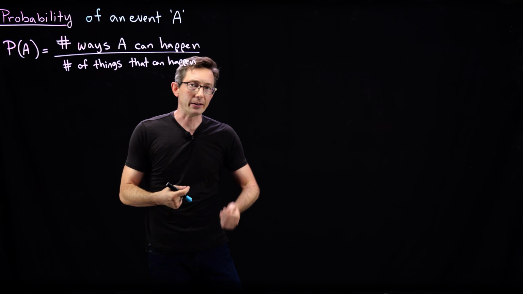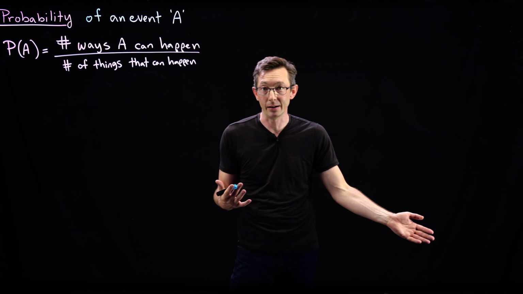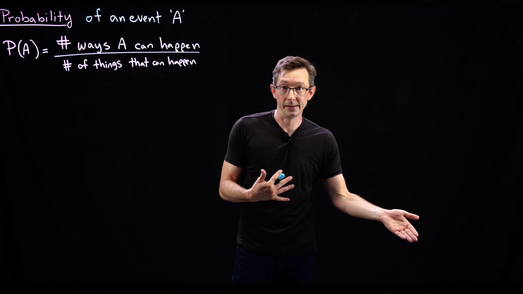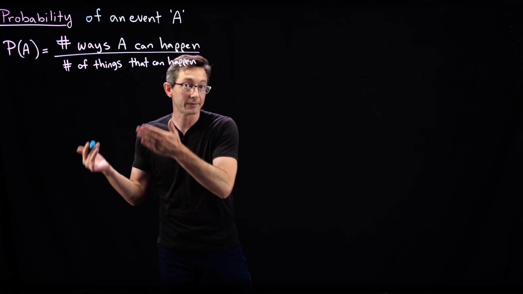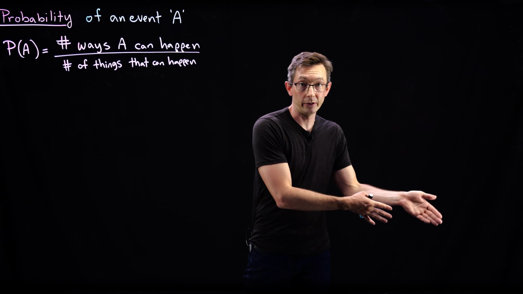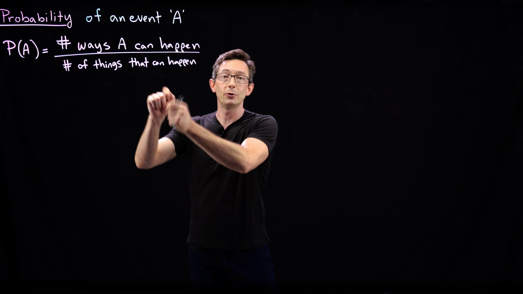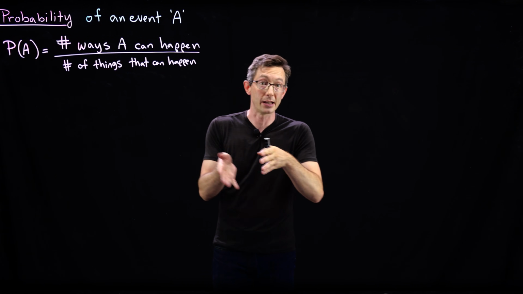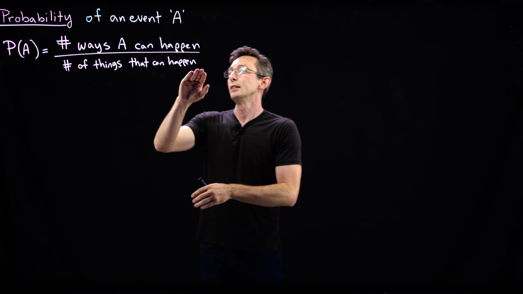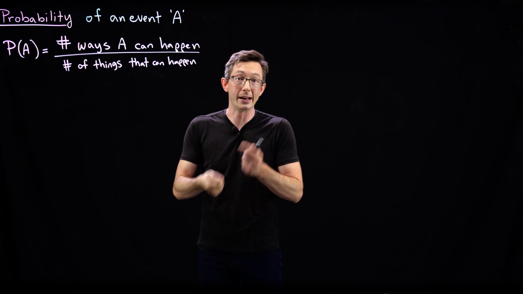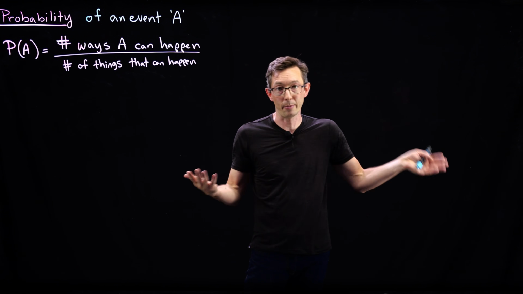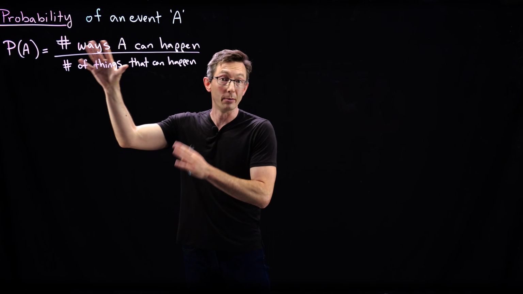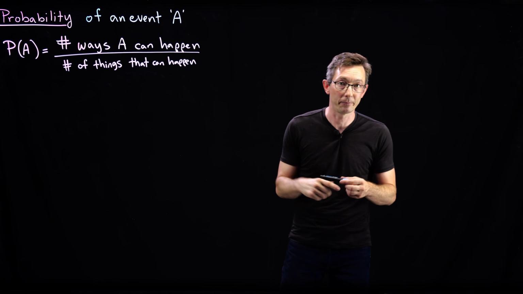So for example, if I flip a coin 10 times, my event A might be I get at least 5 heads. What's the probability of getting at least 5 heads given 10 coin flips? I'd have to enumerate all of the ways I can get at least 5 or 6 or 7 or 8 or 9 or 10 heads. And I'd have to enumerate all of the possible outcomes of flipping a coin 10 times, and count them. And if I did that, I would get the probability of that event happening.